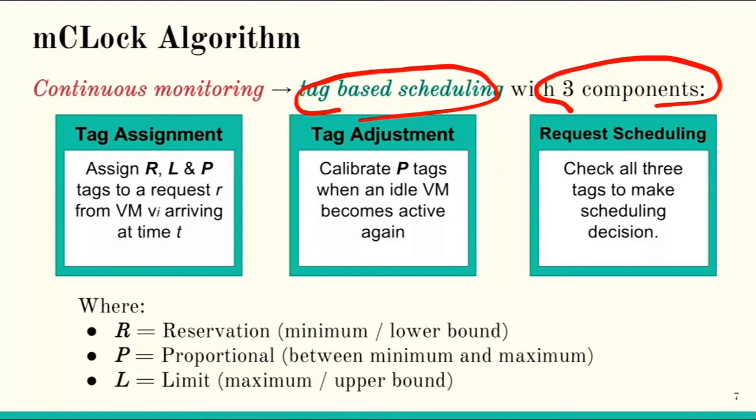In this case, we will have three tags. The first is the reservation, which corresponds to the minimum lower bound. The proportional tag P corresponds to the share between the minimum and the maximum. And the limit corresponds to the maximum, or upper bound. Let's discuss them one by one.